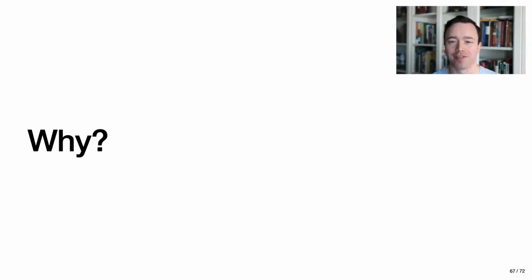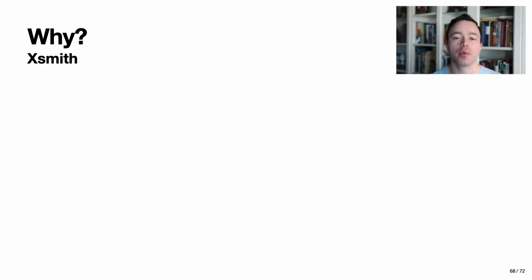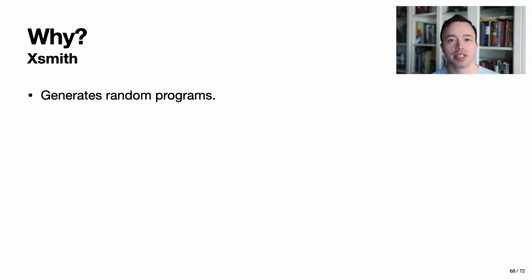Why did we go through all of this in the first place? What could we possibly have been up to that required us to develop Clotho? Well, we work on a project called Xsmith, which is the spiritual successor to CSmith, if you've heard of that. Xsmith is a library for building effective fuzz testers for any language you like by taking a language specification and producing random programs written in that language.